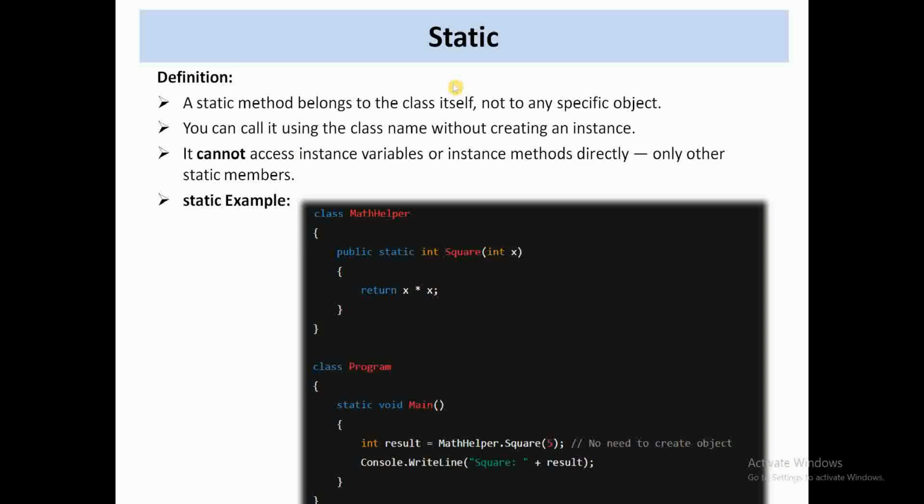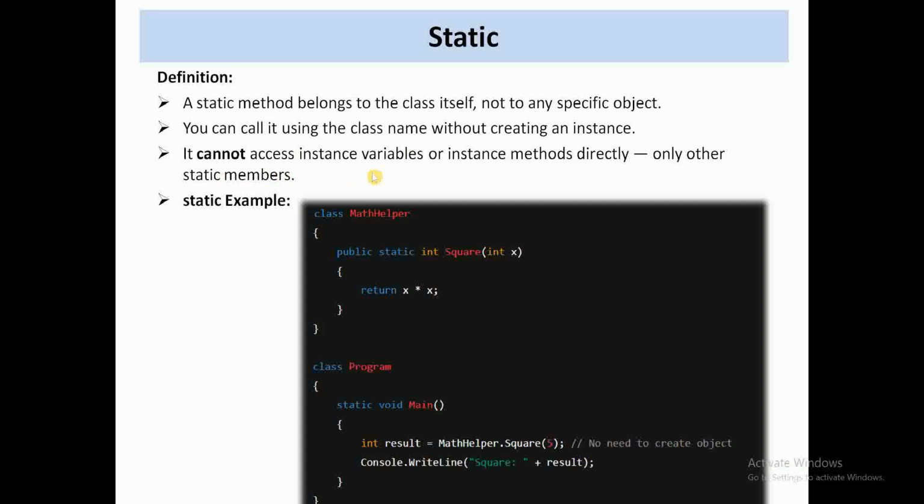The first modifier is static. A static method belongs to the class itself, not to any specific object. If we use the static keyword, we can call that method directly through the class name. We do not need to initialize an object of that class. You can call it using the class name without creating an instance.